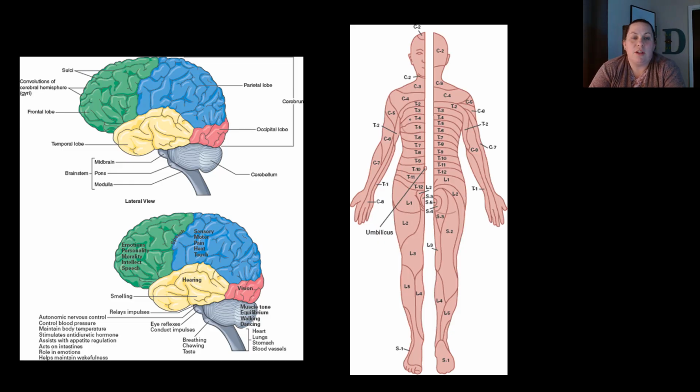So if we take a look at a few of these pictures here, we do have the structure of the brain. Remember, the brain, the cerebrum, top part of the brain, is composed of lobes that include the frontal lobe, right here, the parietal lobe, the temporal lobe, and the occipital lobe. Deeper to these lobes, you're going to find the diencephalon, which includes the thalamus, hypothalamus, and epithalamus.